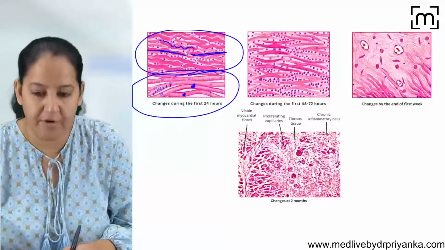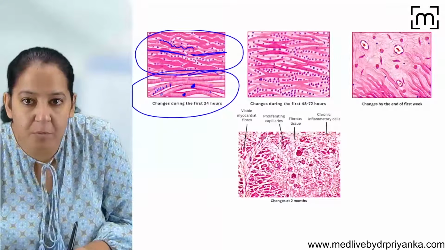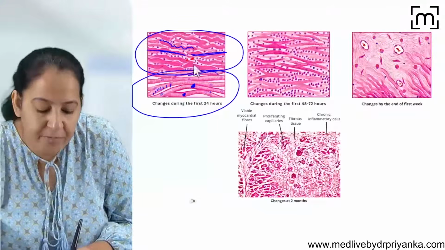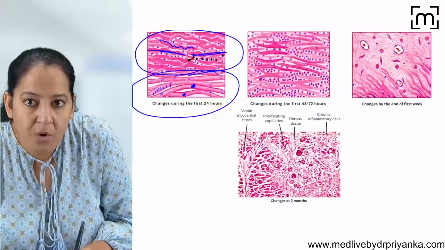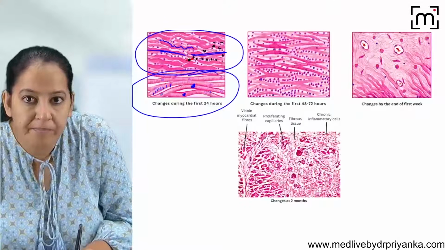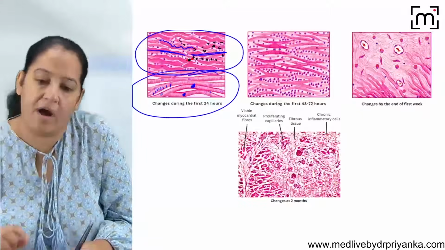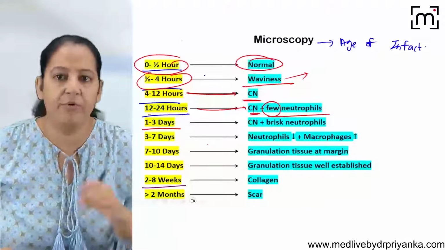See the upper diagram only. Can you appreciate that the background is having few small dot-like structures? Can you appreciate these dots, the dots in the background? These all are neutrophils, but they are few. So few neutrophils are there.